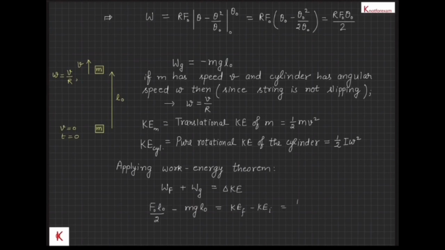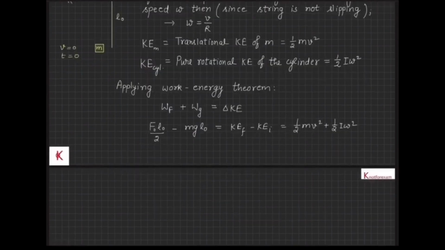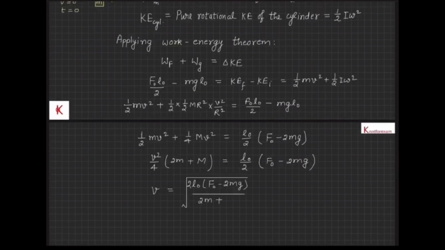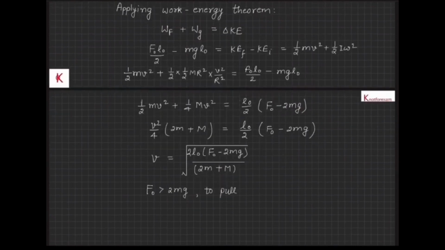And from the above relations, v comes out to be root of L0 (F0 minus 2 mg) upon (2m plus I/r square). It can be seen from the above expression of v that F0 must be greater than 2 mg to pull the mass over the cylinder.